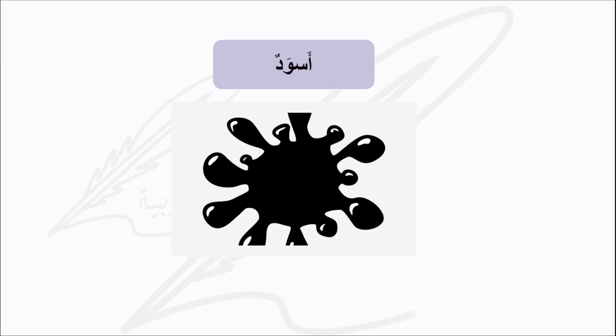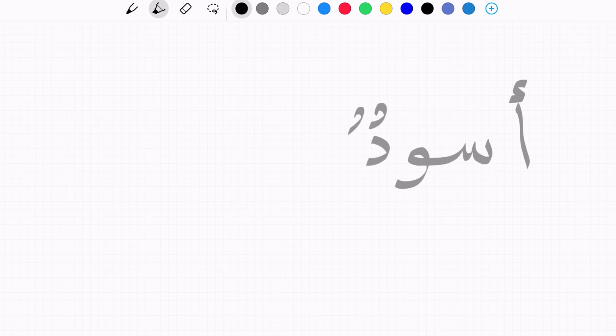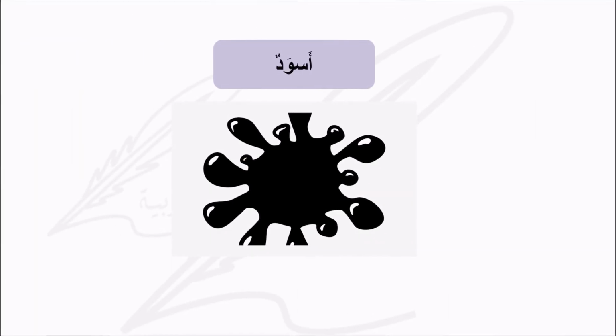Good job. Moving on to the following color, and that is the opposite of white. That is black. أسود. Let me write it for you. So it's ألف سين واو دال. أسود. You can pause the video at any time in order to write the word and repeat after me. All right.